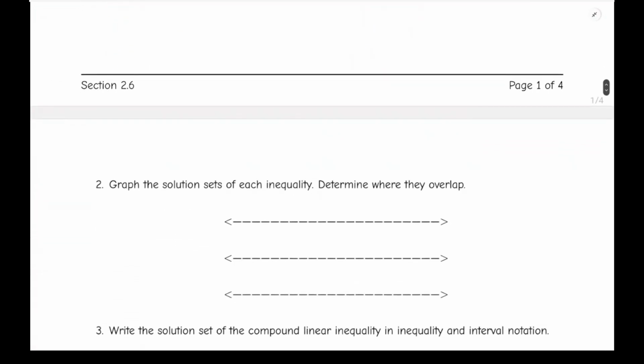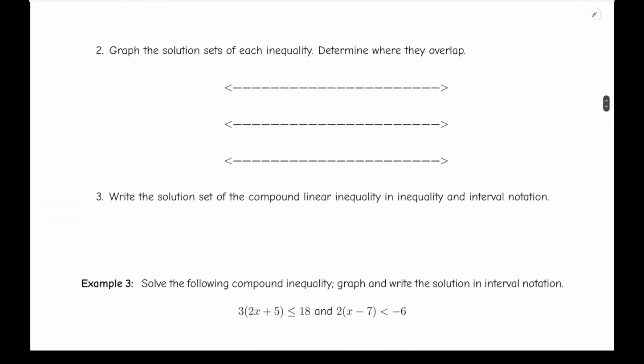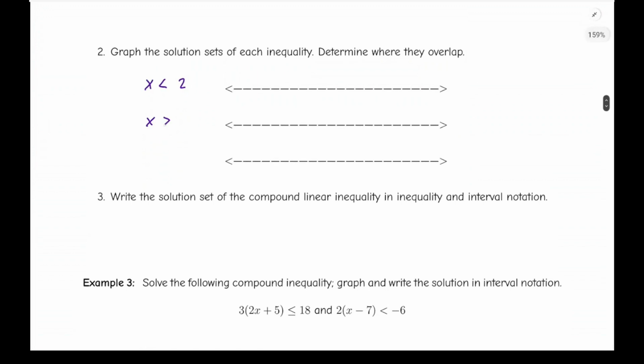For step 2, we're going to graph the solution set of each inequality and determine where they overlap. So we had x less than 2, and we had x greater than or equal to negative 3. So I'm going to graph each of those separately on their own number line. So 2, let's just say it's right there, and it's less than 2, so that's an open circle, and to the left. Negative 3, let's say that's right here. That's going to be a filled circle because it's greater than or equal to, and then it's going to be to the right.